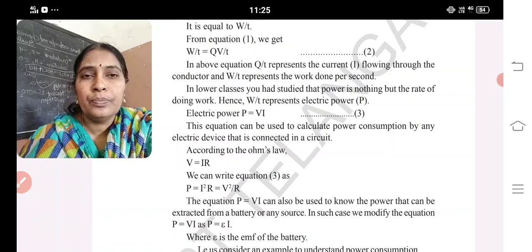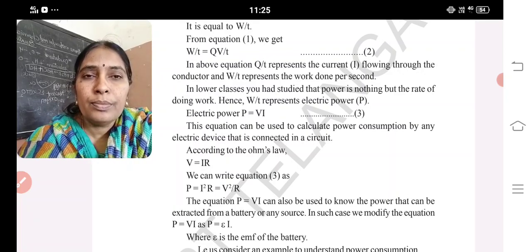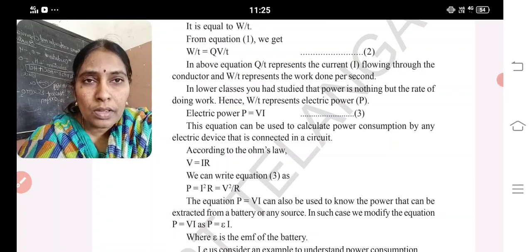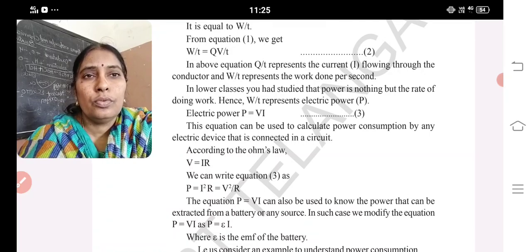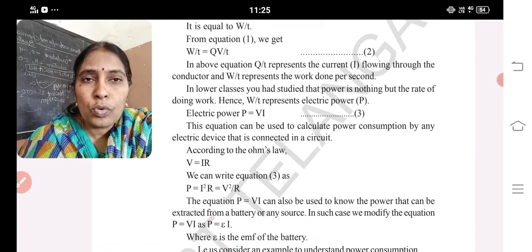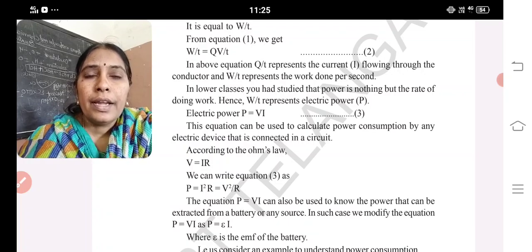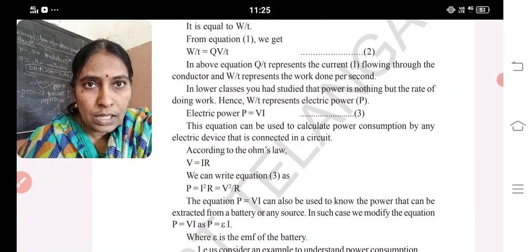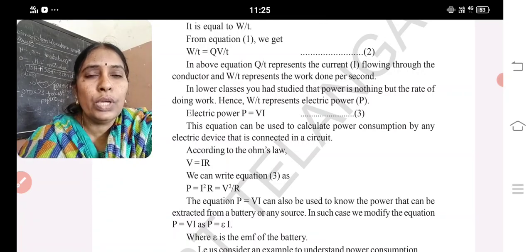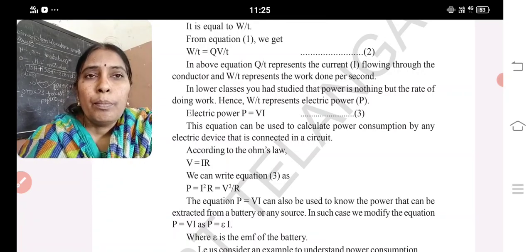What is power? To discuss power, we need to discuss work. Work is nothing but when a force is applied, the object moves a distance, and then work is said to be done. Here, work equals Q into V. Who is applying the force? The potential difference. And on what? On charges, which are moving from one place to another. So W equals Q into V. But what is Q?